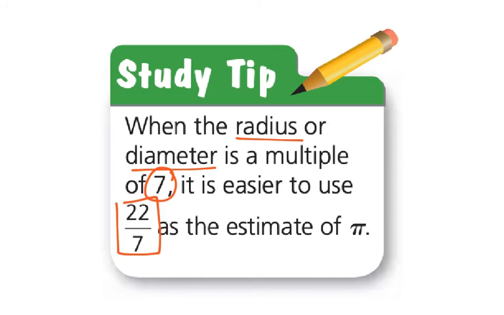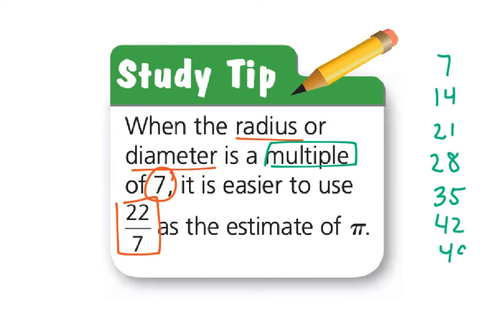So when they say a multiple of 7, they mean numbers like 7, 14, 21, 28, 35, 42, 49, and we can keep going on and on. Any multiple of 7, if you have that as radius or diameter, it's a good idea to save you some time and frustration to use the fraction 22 sevenths. That's why we're using 22 sevenths in the problem we started just a moment ago.